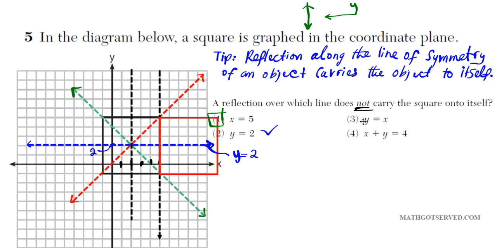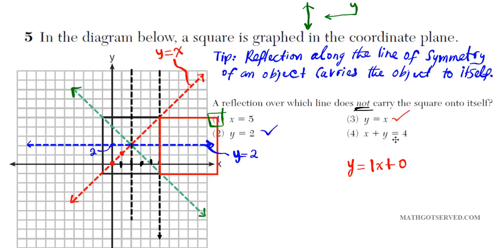Now how about the line y equals x? The line y equals x is a line with a slope of 1 and a y-intercept of 0. Okay, so if you start from the origin, which has a y-intercept of 0, and you rise 1 and run 1, guess what? You end up with this diagonal right here. This diagonal is a line of symmetry of the square. Y equals x. What does that mean? If you reflect the square along this line, it carries the square onto itself. Nothing is changed. Okay, so this is a line of symmetry, so it's good.